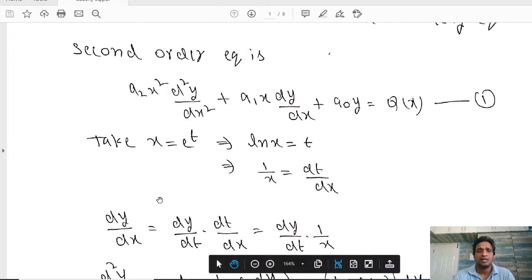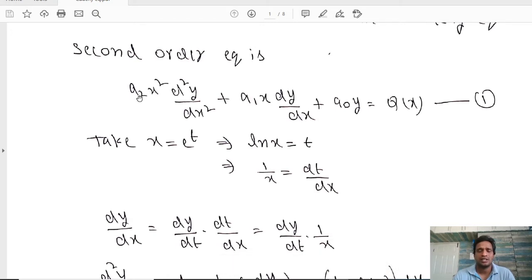What is the Cauchy-Euler equation? I am showing you the second order Cauchy-Euler equation, that is some constant a2 into x square into d square y by dx square plus a1x into dy by dx plus a0 into y is equal to q of x. The easiest way to identify the Cauchy-Euler equation is that the power of x is the same as the order of the derivative. See here, x square means d square y by dx square. x power 1 with dy by dx. Here there is no x, that means x power 0, and the derivative is also 0.